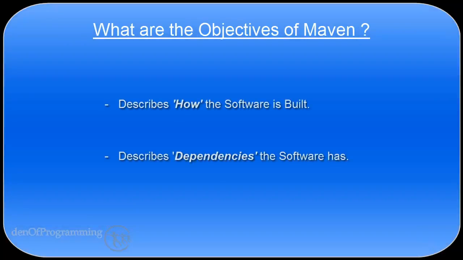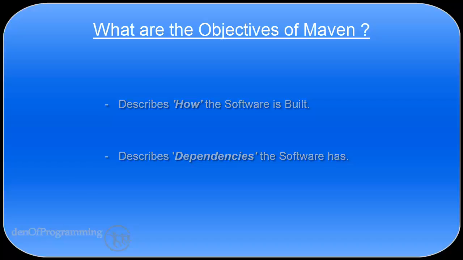Firstly, Maven tries to make the build process easy. Maven provides a lot of shielding from the underlying detail of the build process. And it really tries to address two aspects of software building. The first one is it describes how the software itself is built. And secondly, it describes the dependencies the software actually has. For example, component A may depend on components D and E for it to run.